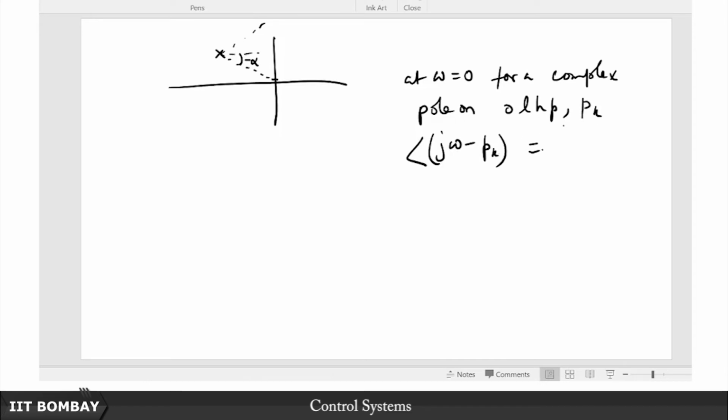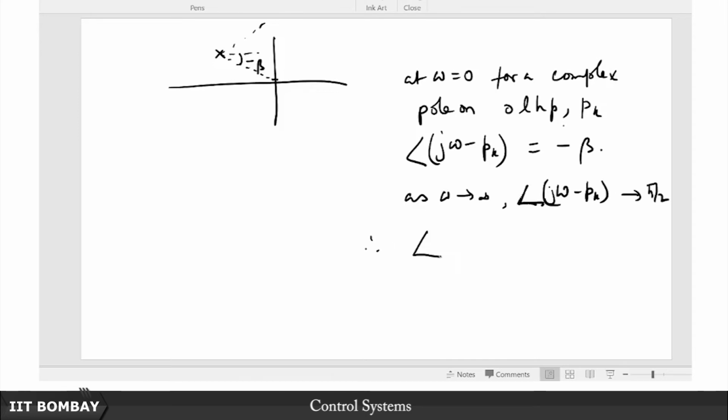So then this is equal to minus alpha, or maybe alpha looks very close to infinity, so I don't want to confuse that. Let us call this minus beta. So this is minus beta, and as omega tends to infinity, this angle, the same angle j omega minus pk, tends to pi by 2.